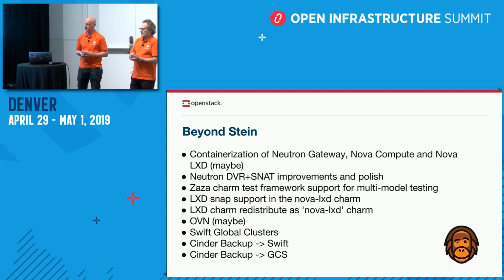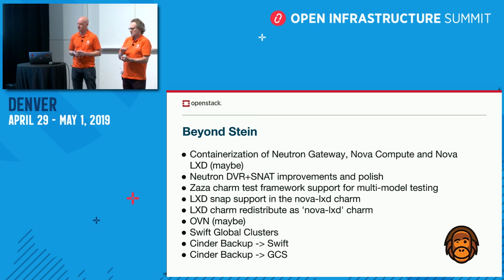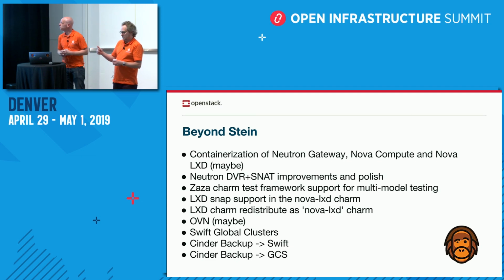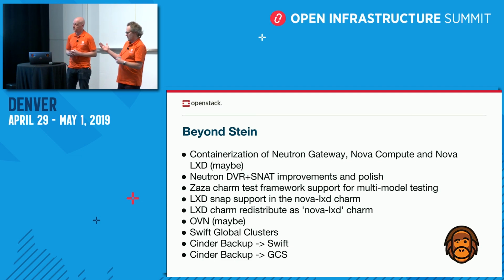We've got some potential work that we're going to do around further containerization of services. So, looking at how far we can push things in terms of putting things into LXD containers. Our Neutron Gateway charm, which provides a network node personality within the cloud, we're going to see whether we can get that into a container potentially. The same with Nova Compute and Nova LXD for the LXD hypervisor. That's kind of a maybe at the moment.